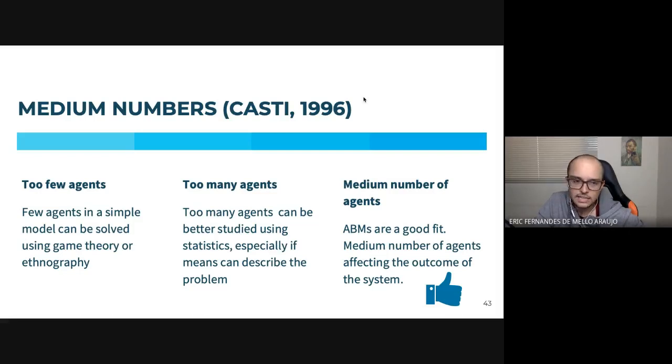Okay, so agent-based models basically fit in this category, a medium number of agents, where the number of agents also affects the outcome of the system. So if you have this kind of situation to simulate, agent-based models are our goal, just go for that.